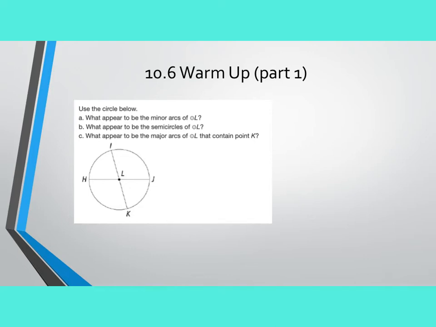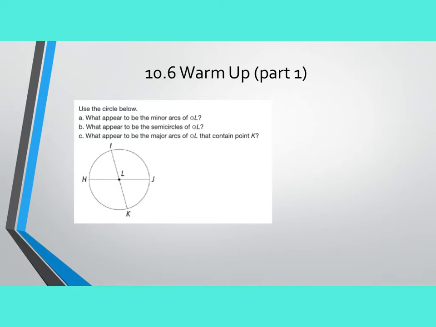We talked about the difference between a minor arc, a major arc, and a semicircle. Remember, a semicircle is equal to half the circle, or 180 degrees. A minor arc is less than half, so anything less than 180 degrees. And a major arc is anything bigger than half, so bigger than 180 degrees. All the way around the circle is 360.